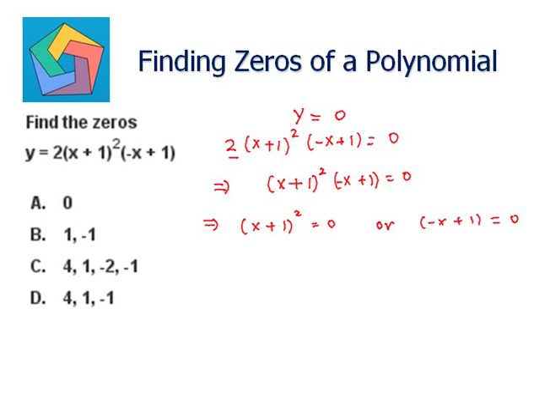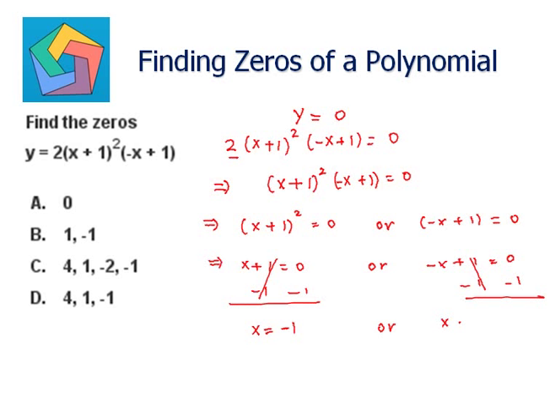When a square is equal to 0, then a is also 0. So this implies x plus 1 is 0 or negative x plus 1 is 0. Subtracting 1 both sides, here also 1 and 1 strike out. x is equal to negative 1, or we have negative x is equal to negative 1. You can divide by negative 1 both sides. This implies x is equal to 1. So the zeros of this function become x is equal to 1 and negative 1, which is the answer in the B part.